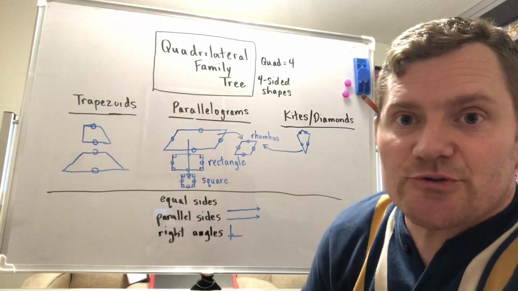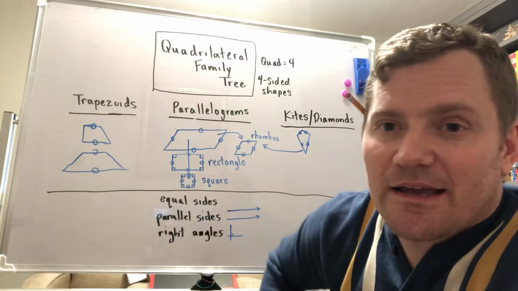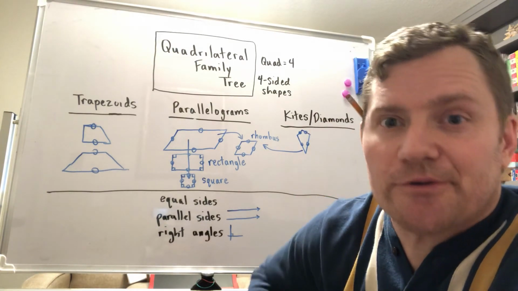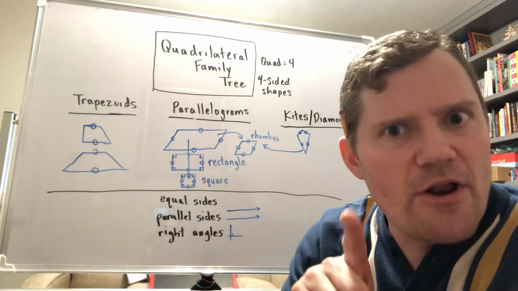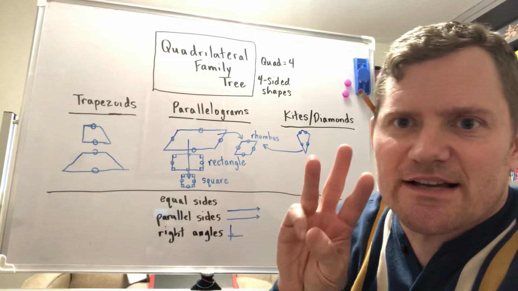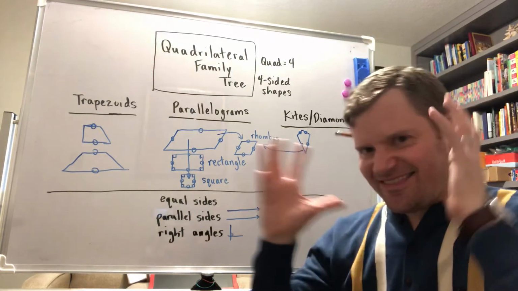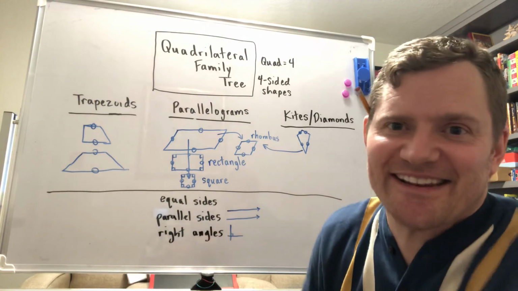Is a square a quadrilateral? Yes. Is a rectangle a quadrilateral? Yes. Is a diamond a quadrilateral? Yes. Is a trapezoid a quadrilateral? Yes. Is a triangle a quadrilateral? No. A triangle has three sides. Quadrilaterals have four. Okay? So, let that settle in. Watch this video five or six times before you get to fifth grade, and then you'll get it.